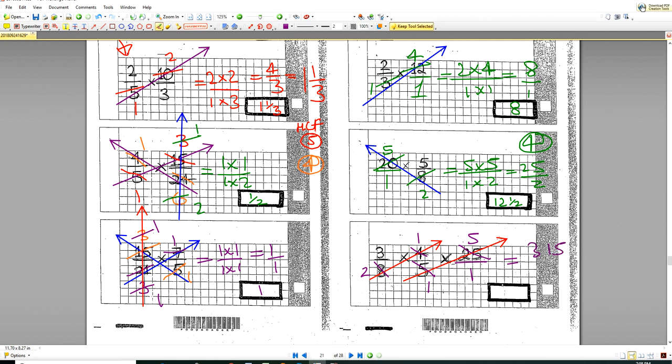That'll give you 15. Oops, I've got an extra 3 in there. Let me rub that out. And then I need a pencil again. And then we're left with 2 times 1 times 1, which is 2. 15 divided by 2 is 7 and a half. Let me write that properly.